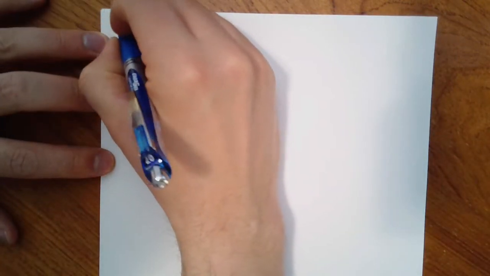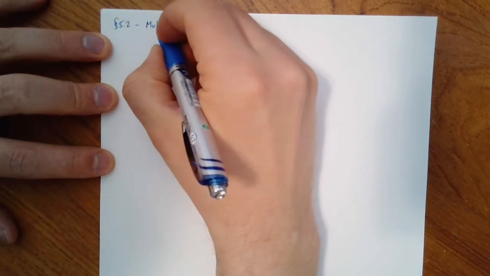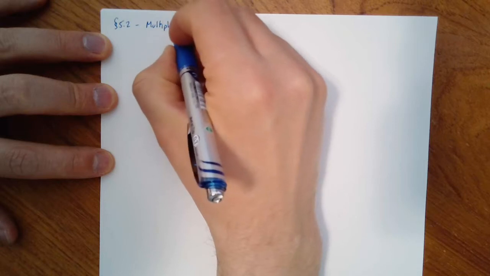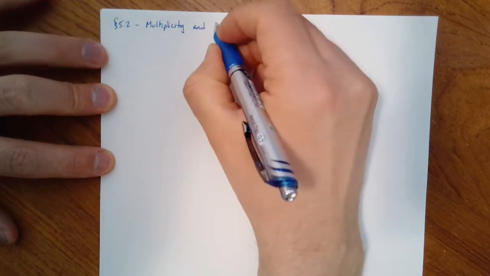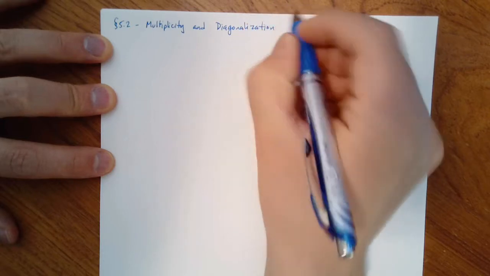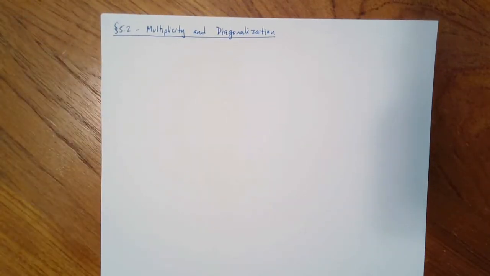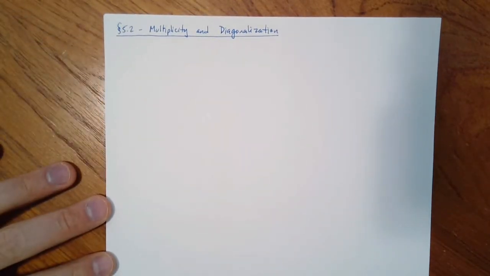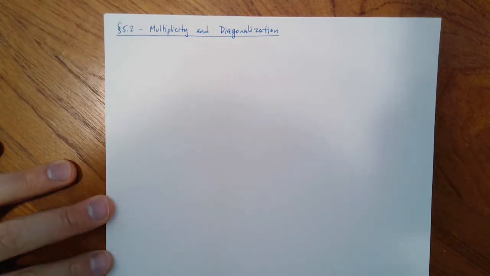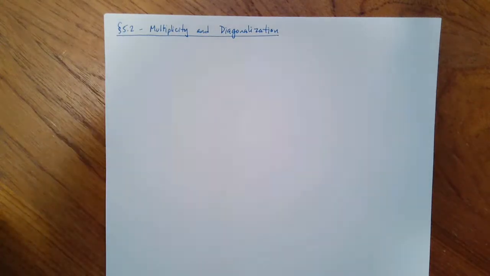Okay, so this is the final section of the course. This is section 5.2, and this is about multiplicity and diagonalization. And this sounds like a totally different topic than 5.1, but it's really not, because multiplicity is a word that we're going to use to describe information about eigenvalues, and diagonalization is something we're going to do with eigenvalues and eigenvectors. So really this is a continuation of section 5.1.